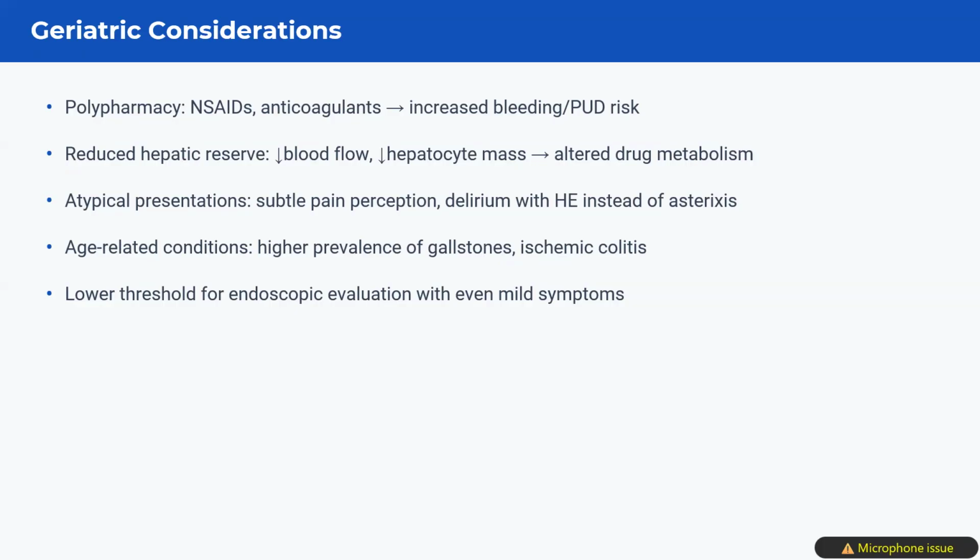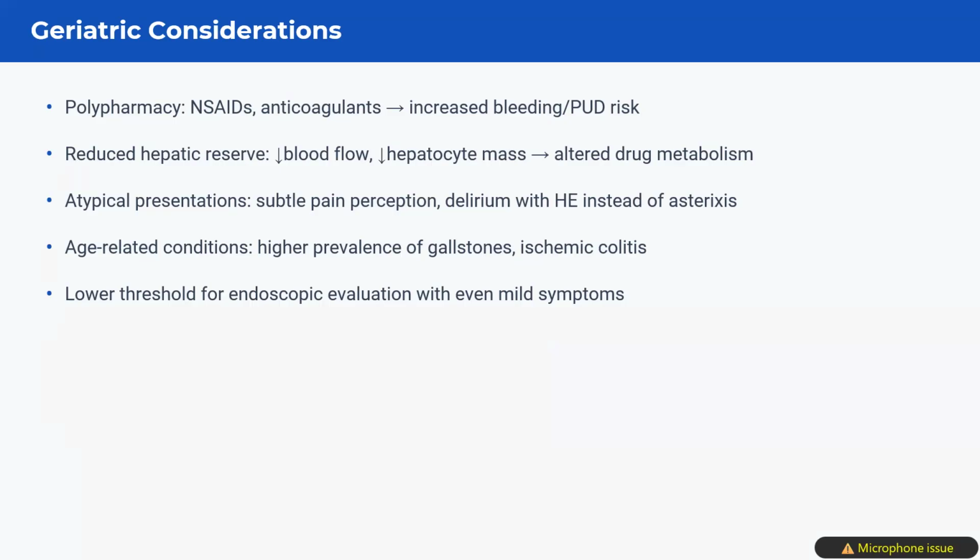Another big thing to look at here is reduced hepatic reserve and drug metabolism. With aging comes reduced hepatic blood flow, which leads to reduced hepatocyte mass and microsomal enzyme activity. So they clear drugs slower, which means there's more risk for toxicity to happen. The elderly liver doesn't fail, it just gets really tired, and then eventually it poops out.